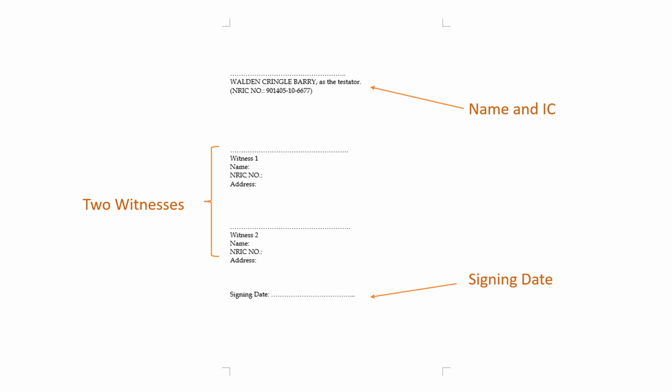As you can see here, I've made a sample signing page. At the very top, I have my name and IC, and I have placed a dotted line where I can sign my name, including a space for my 2 witnesses and their details. And of course, very crucial to the execution is the signing date.